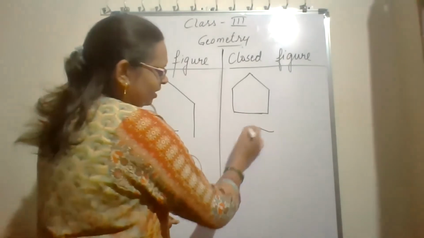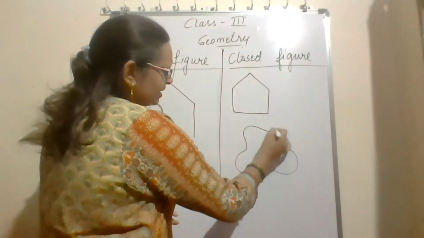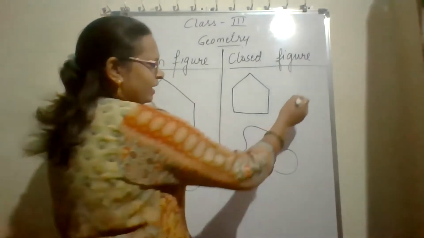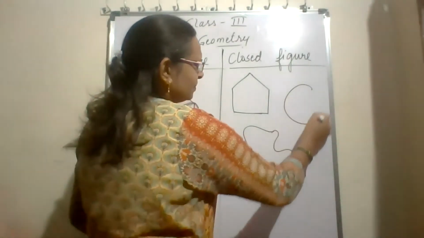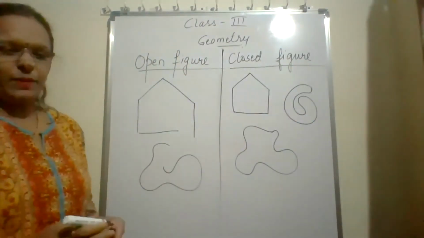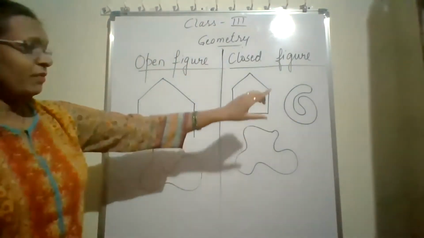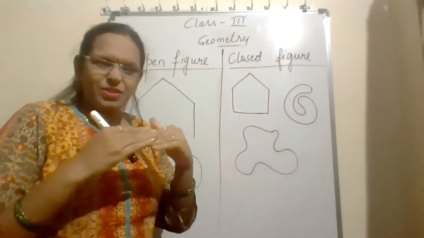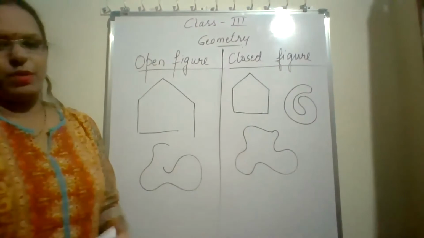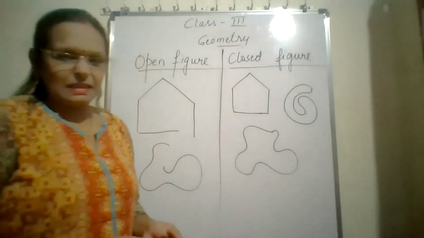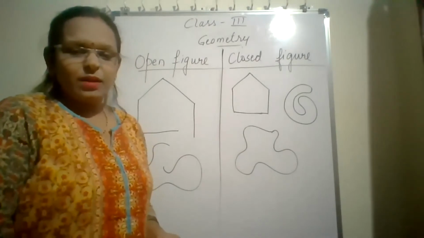See example, now I'm drawing like this. See? So it is a closed figure. Let's take another example. It is a closed figure. So any figure where the starting point and the end point are joined together, these types of figures are called closed figures. Is that clear to everyone?